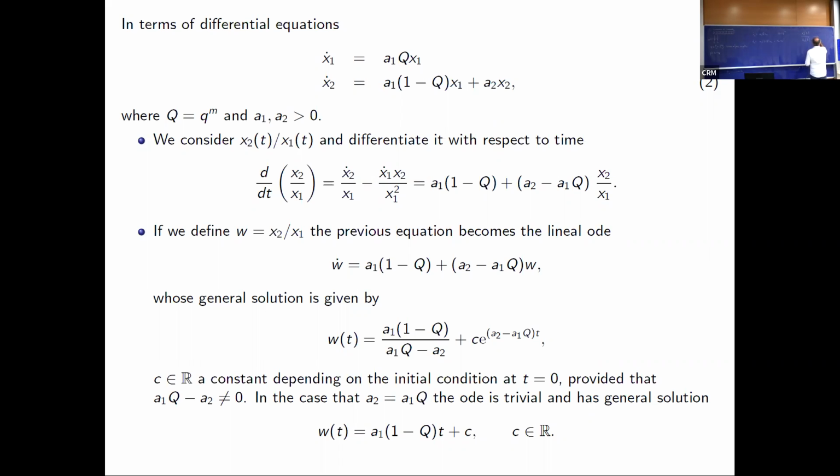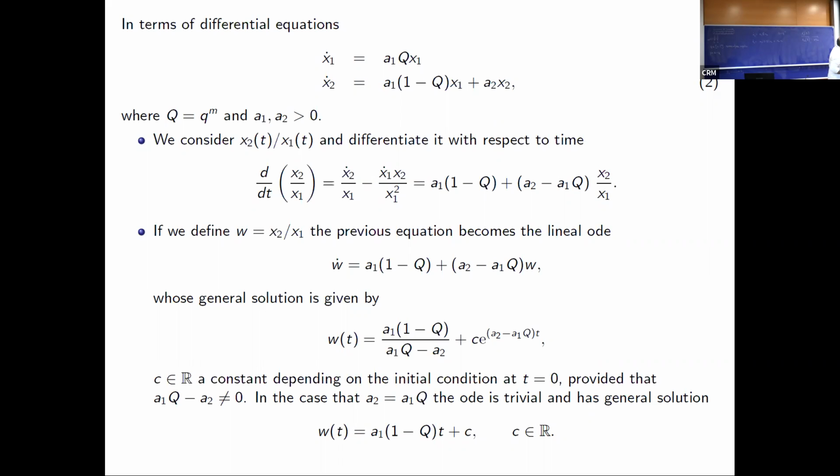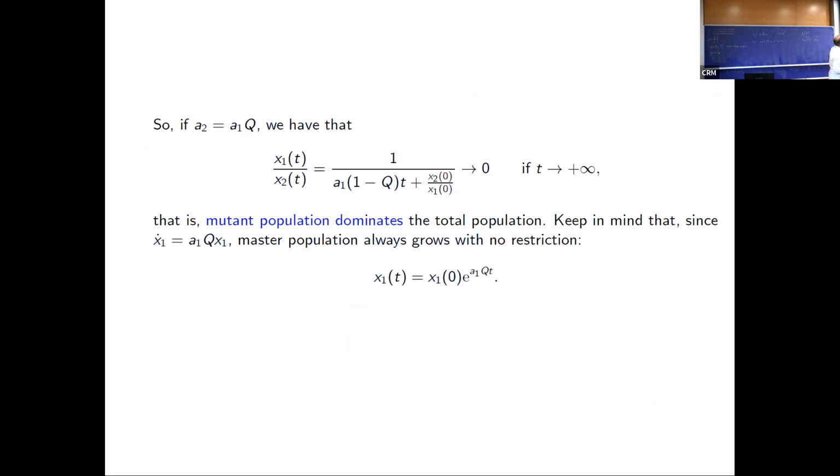Just a very simple example. Okay, you do this. So this is the first case. The first case is when exactly this constant here, A2, is equal to A1Q. And then you solve, you allow T going to infinity, and what you get is zero.